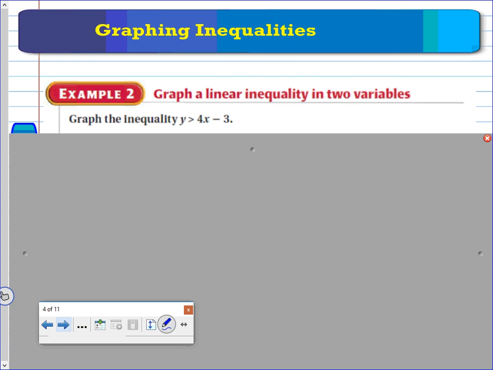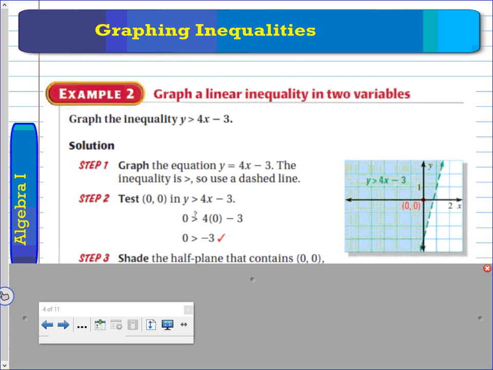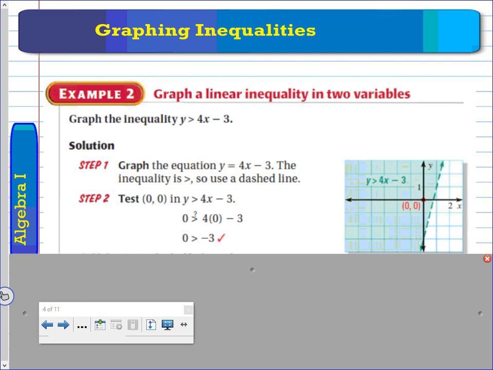Okay, so let's look at this one. This one's already done. We're just going to walk through it. y is greater than 4x minus 3. First we're going to graph the line. We can do that any number of ways. We can do it by plotting points in a table. We could do it by finding intercepts. We could use the slope and the y-intercept, which is what I would suggest doing since it's in slope-intercept form. The y-intercept is -3, so we start at -3. The slope is 4, so we go up 4 over 1, and we draw our line.